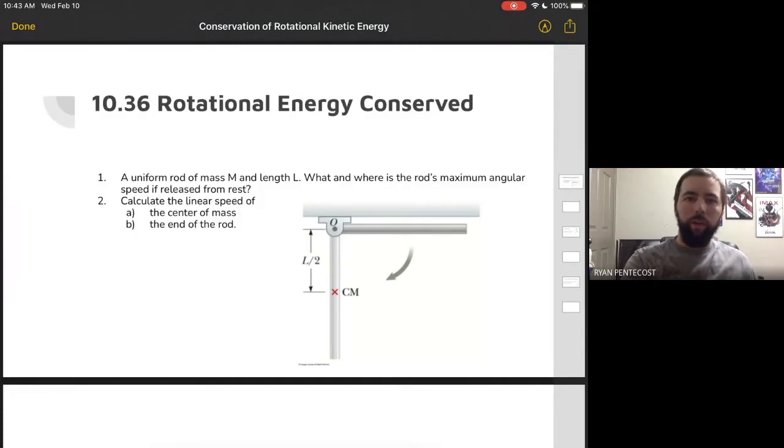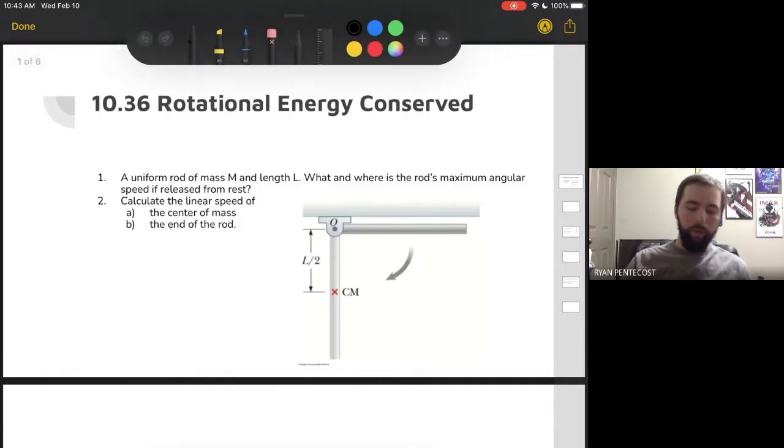Hi everyone. Today we're talking about the conservation of rotational kinetic energy. This is going to follow all the similar rules we used last semester, or was that chapters 7 and 8, when we talked about conservation of energy. Now we're just going to include rotational energy into all of those conservation problems, right?